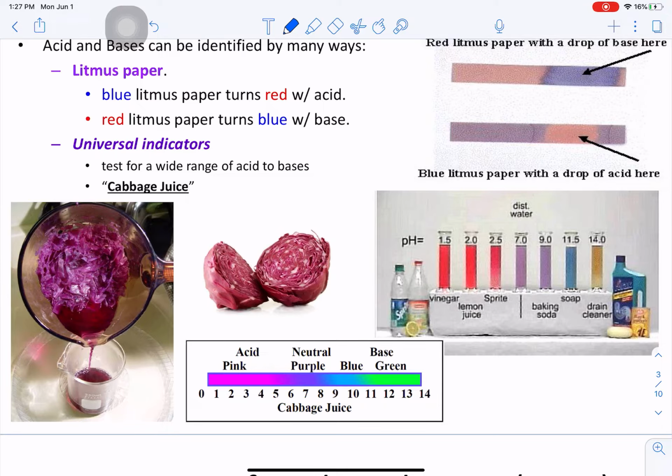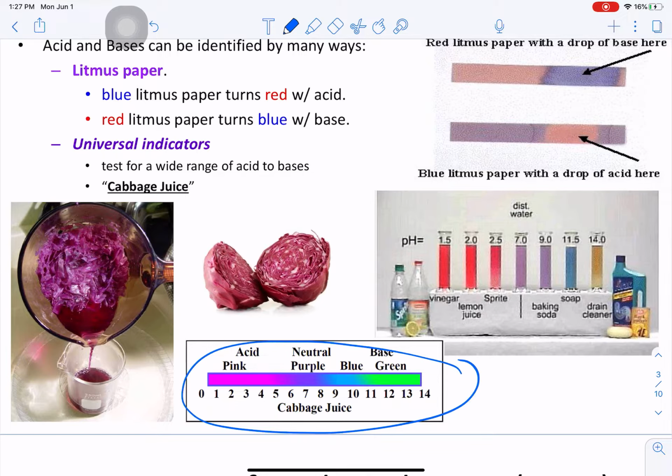So if you were to use that indicator juice, that red cabbage juice, in the presence of, let's say, some lemon juice, it's going to turn colors. Okay, well, what color is it going to turn? Well, here we have a scale we can look at. If it's turning more green or yellow, it's going to be more basic. If it's turning more reddish or pink, it's going to be more acidic. So you can actually determine the pH based off of its color.